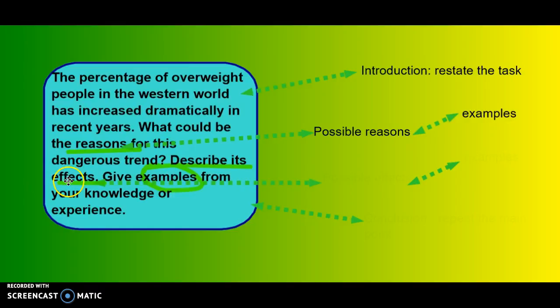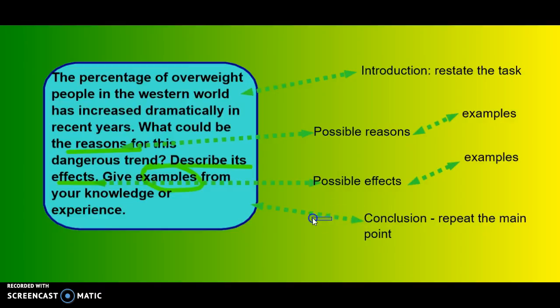The second paragraph could be on the effects. Okay, so causes and effects. So you can think about two possible effects. So you have two reasons and two effects. So your essay is balanced. And obviously think of examples from your knowledge or experience. Very important is also to have a conclusion. In your conclusion, do not add any new information. Just repeat the main points of your essay without adding new information. The conclusion is not a place where you put any new information.